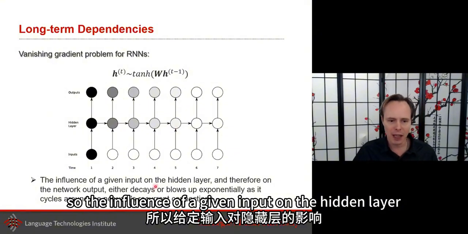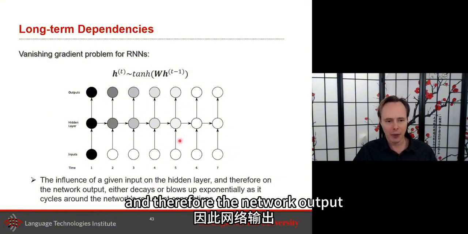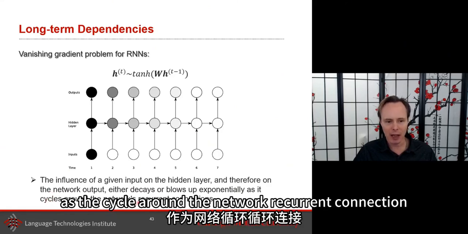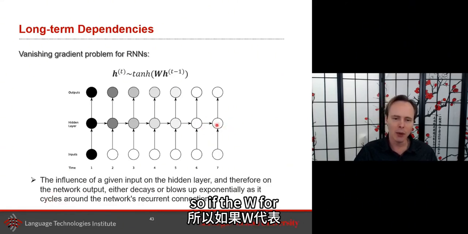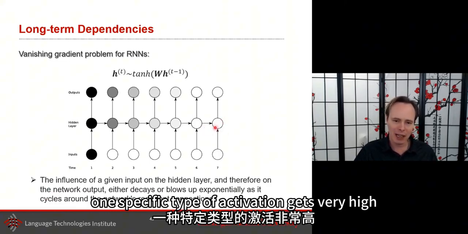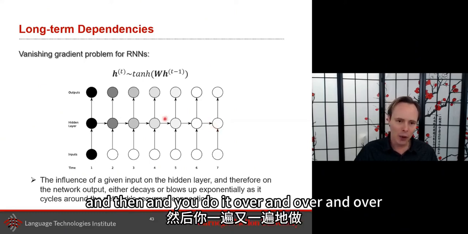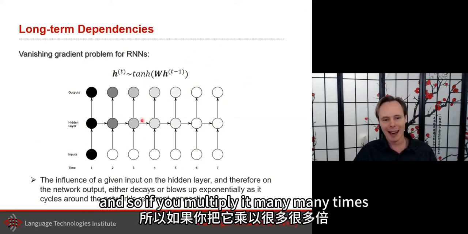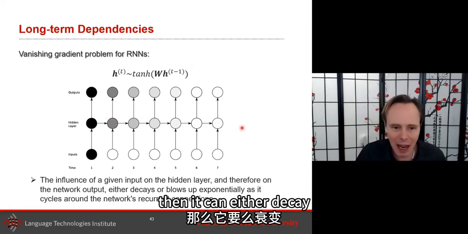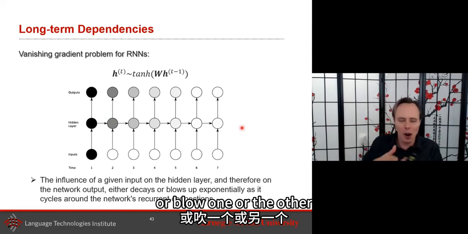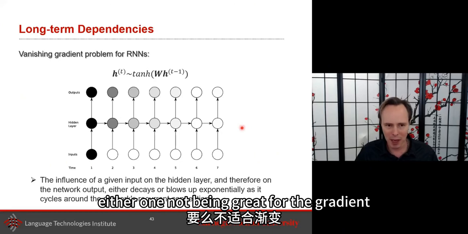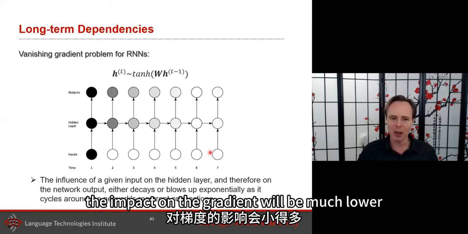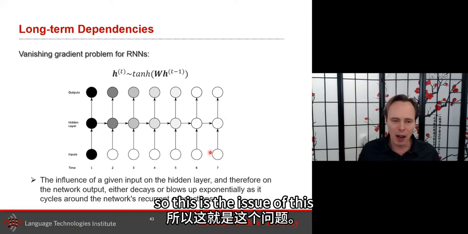So the influence of a given input on the hidden layer, and therefore the network output, either decays or blows up exponentially as it cycles around the network's recurrent connection. So if the W for one specific type of activation gets very high, and you do it over and over and over, then you have this multiplication over W. And so if you multiply it many times, then it can either decay or blow up, one or the other, either one not being great for the gradient. And so the impact on the gradient will be much lower. So this is the issue of this.